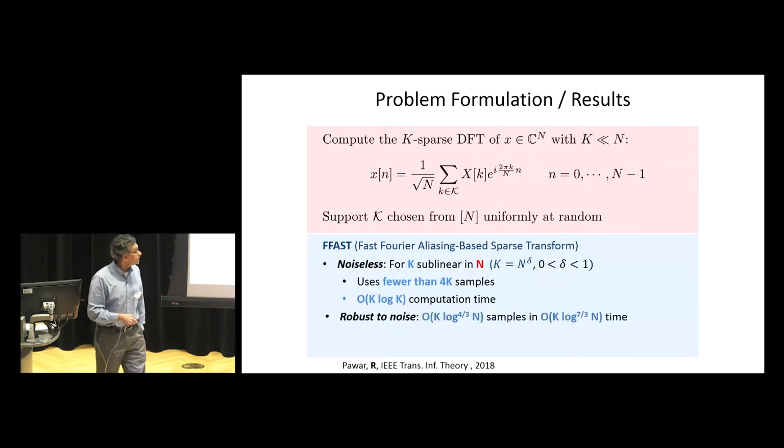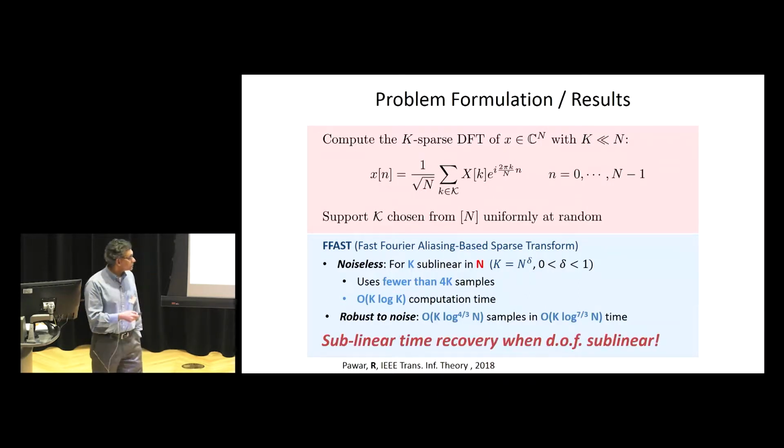And it's also robust to noise. It has some polylog parameters. I won't go through the details of how you get these numbers. But the key point is, note that the number of samples and the time complexity, when you divide by n, goes to 0 as n gets large, which was our goal. So, sublinear time recovery when you have degrees of freedom that are sublinear.